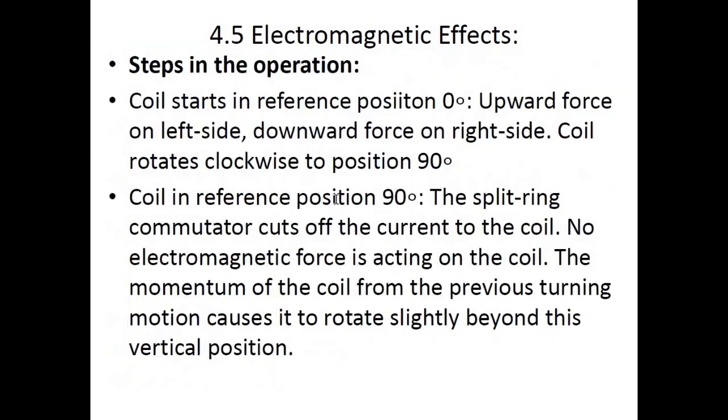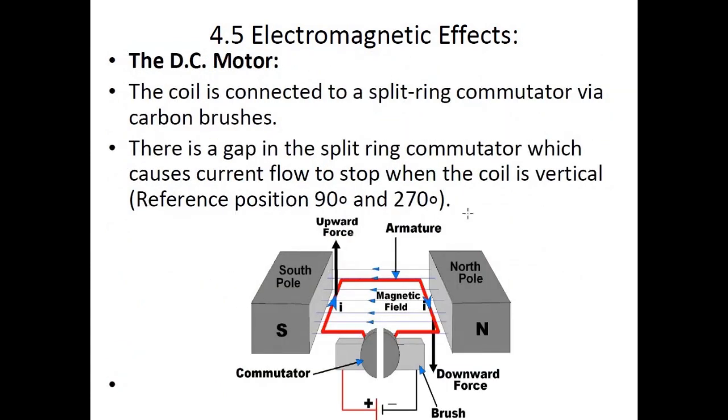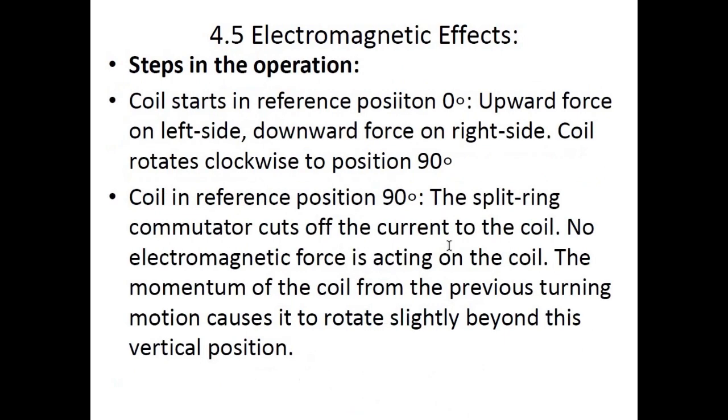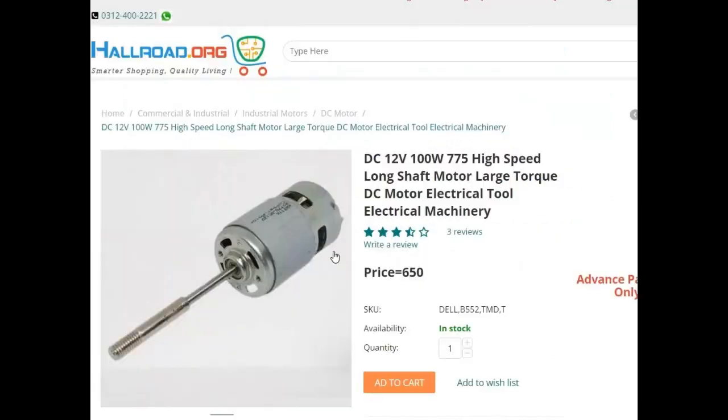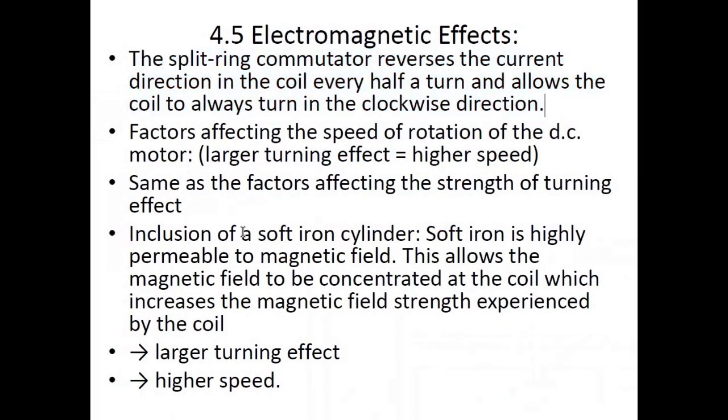Another thing you can do to increase the speed of a DC motor is to encapsulate these things inside a metal cylinder. You might have seen that motors are usually in a cylindrical shape. As you can see here, most of the motors are in a rather cylindrical shape. Why is that? Because when you include a soft iron cylinder around the motor, it is highly permeable to magnetic field, which allows the magnetic field to be more concentrated at the coil, which increases the magnetic field strength, producing a larger turning effect and a higher speed.